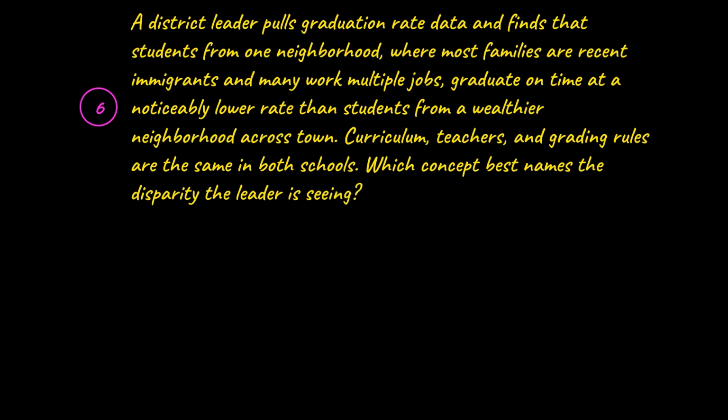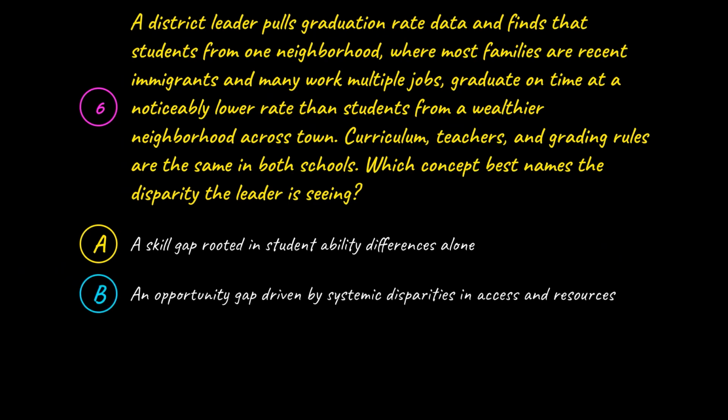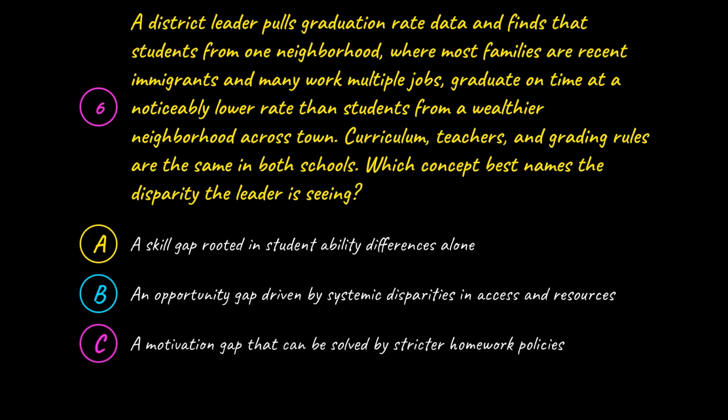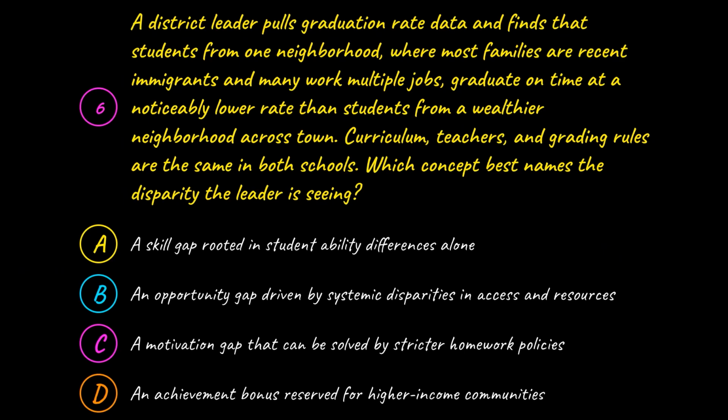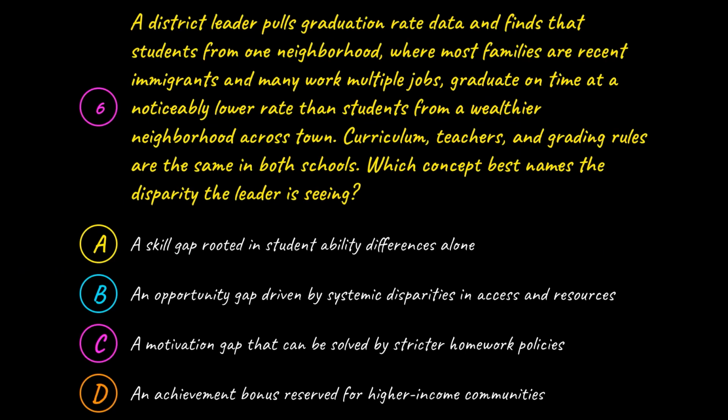Your options are: A, a skill gap rooted in student ability differences alone. B, an opportunity gap driven by systemic disparities in access and resources. C, a motivation gap that can be solved by stricter homework policies. D, an achievement bonus reserved for higher income communities. Which would you go with? Lock it in before the reveal.